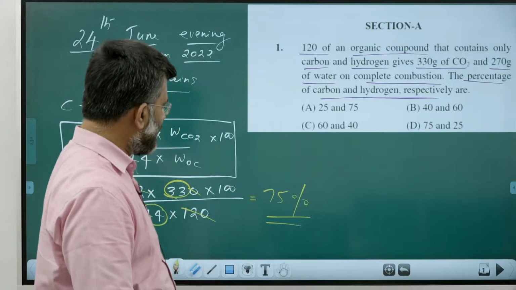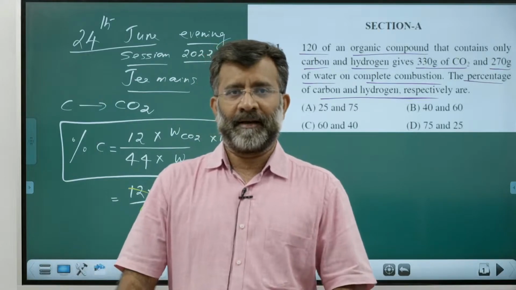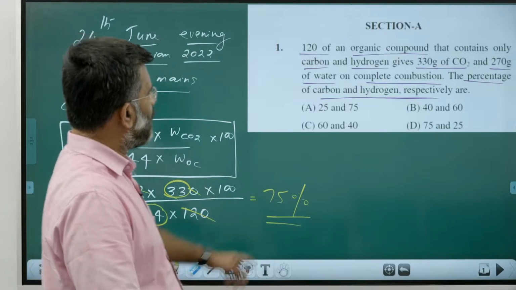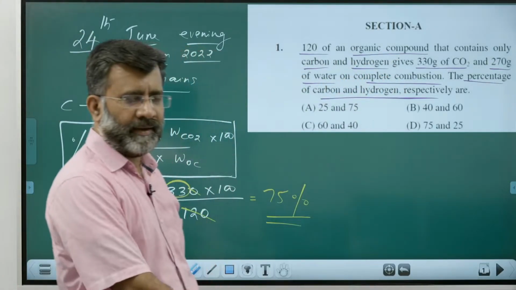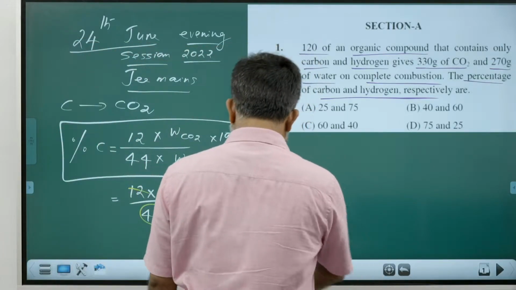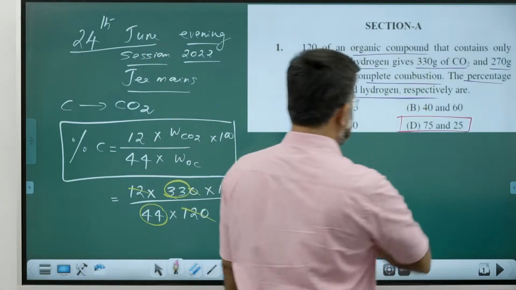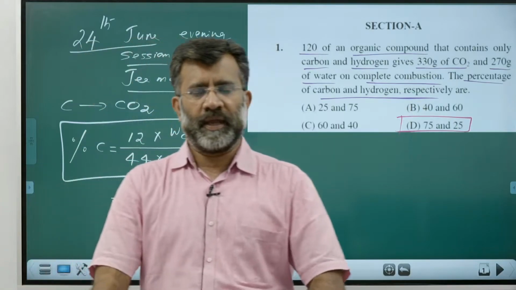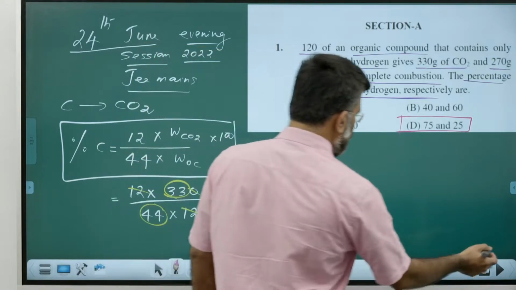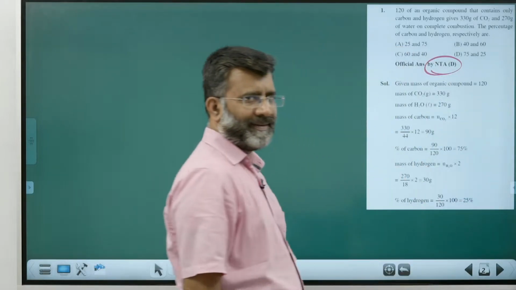So carbon is 75%, and we don't have to find out the percentage of hydrogen. Why? If carbon is 75%, quite naturally, since it contains only carbon and hydrogen, the percentage of hydrogen will be 25%. So it is 75 and 25. Answer is option D. Right? Next question.